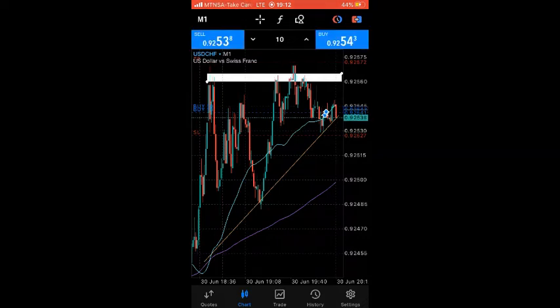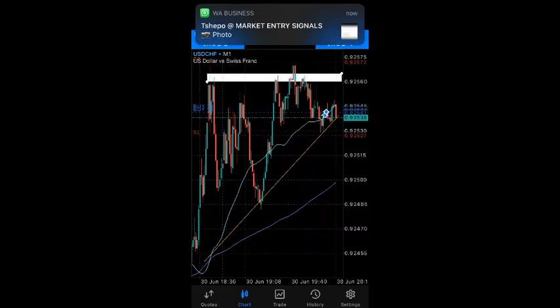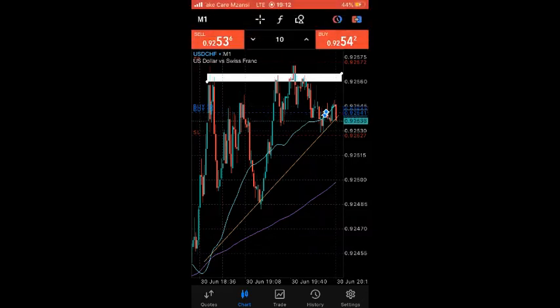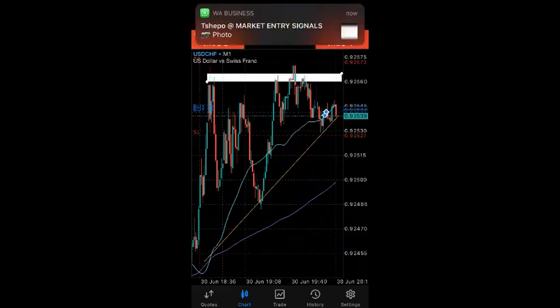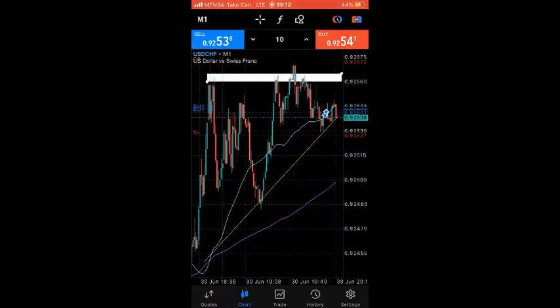Let's see what's going to happen. We are confident that price is going to move up, but let's see what's going to happen in this instance. Okay, you can see it's retesting. What's it going to do? It's a live trade, guys, on a demo account. Yeah, let's just wait, guys.